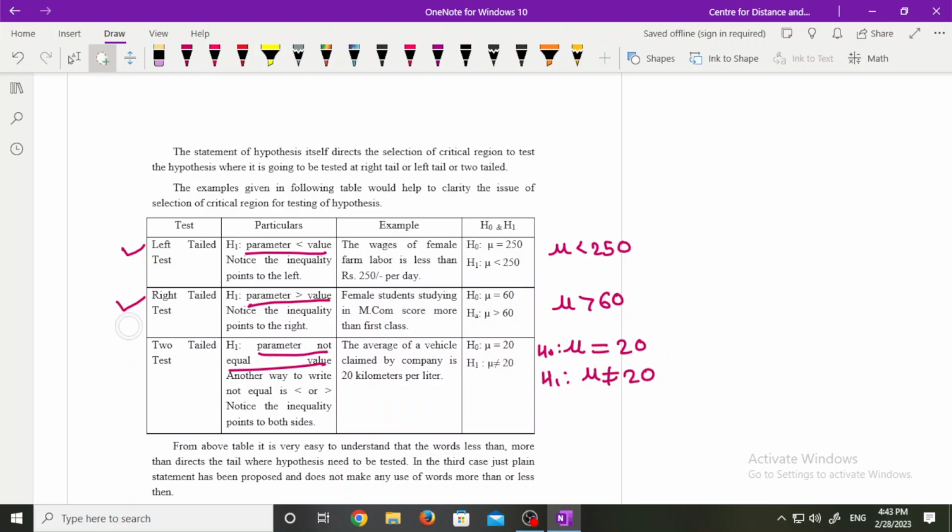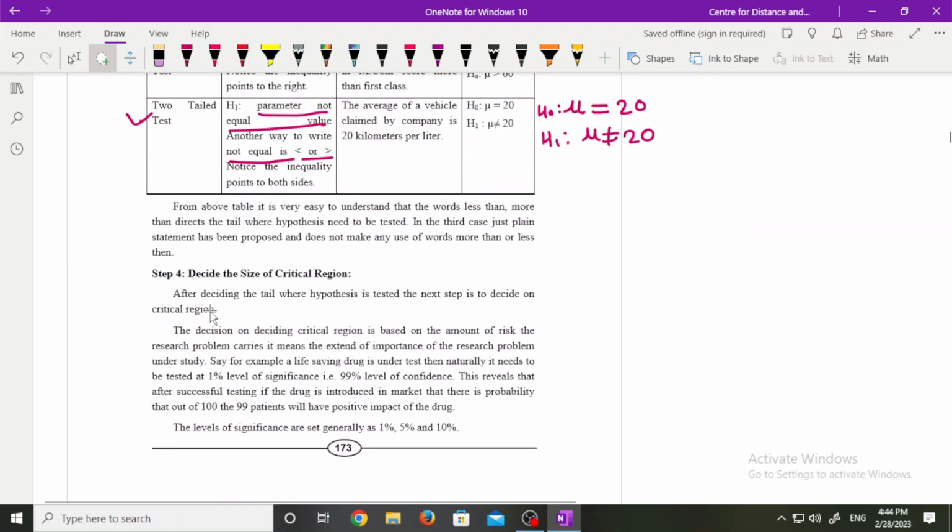So here we get a two tail test, where the value is not equal to, that is either less than or greater than. So here we studied the left tail test, right tail test, and two tail test.